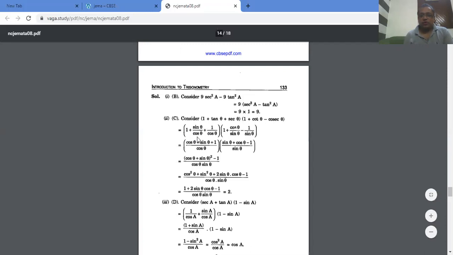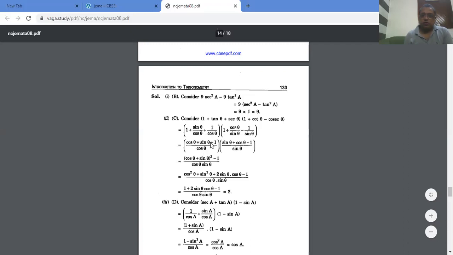Okay. Here already the denominator is cos theta. Here we'll have to multiply this, we get cos theta. Similarly here sine theta. So this will become sine theta plus cos theta minus 1 upon sine theta, right? LCM we are taking, 1 means 1 upon 1. Now you'll take the LCM here, cos theta sine theta.